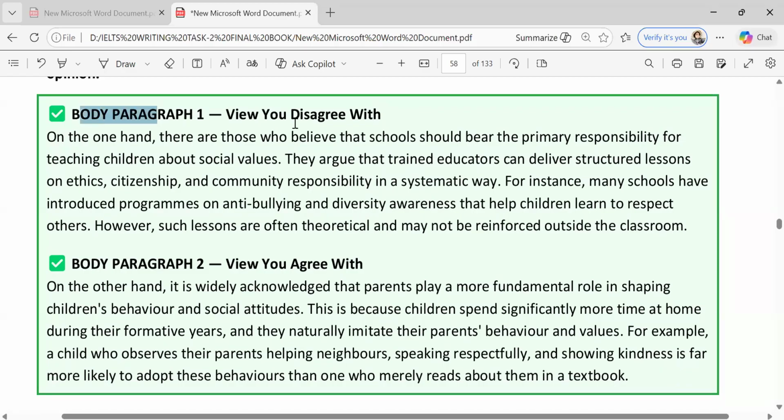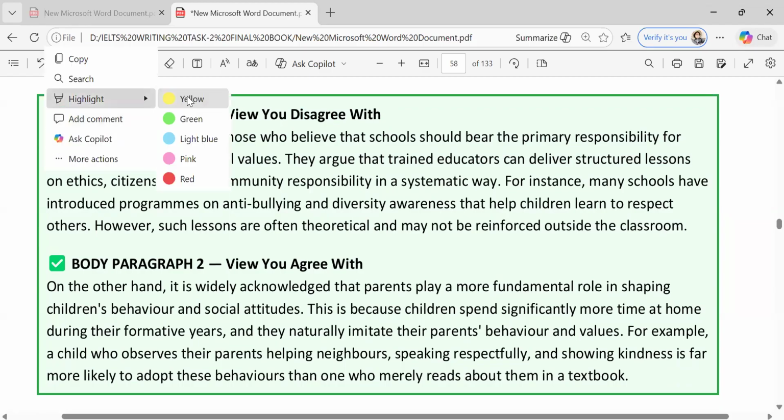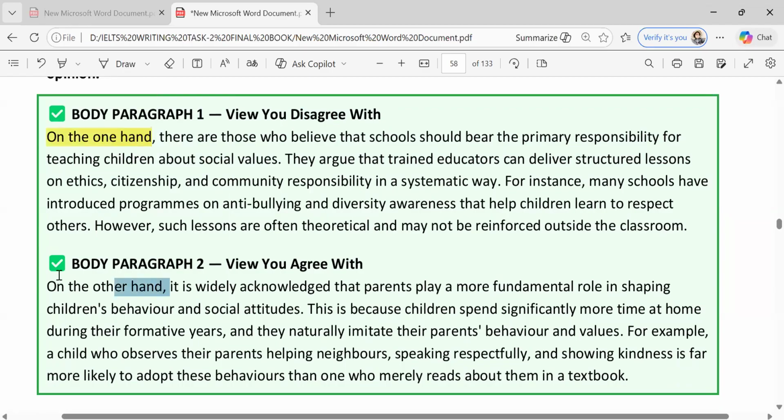So the paragraph I disagree with, I have written first, and the one I agree with, we want to write second. So on the one hand, in a discussion essay you can start with these words, on the one hand, and the second paragraph you may start with on the other hand.